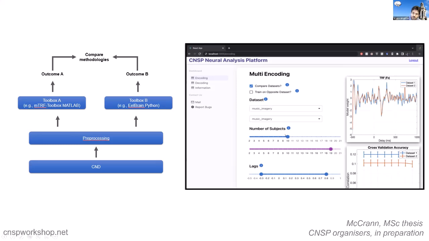So that is interfacing with MATLAB, and people that don't have a MATLAB license can use this. And same thing for Python. And then we can compare them within this space. So why is this useful? Why is this going to be useful?